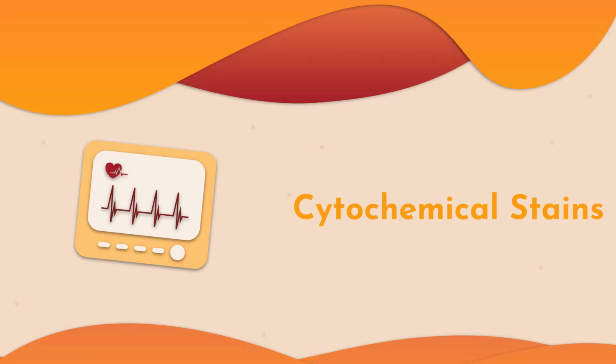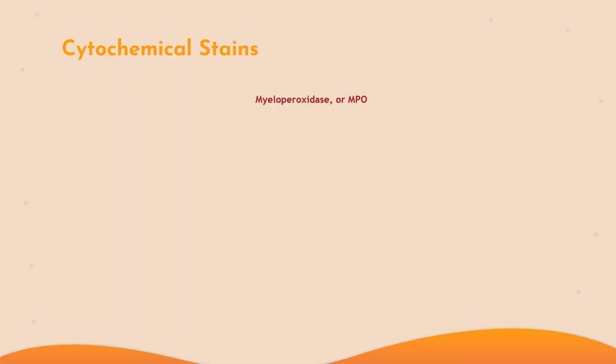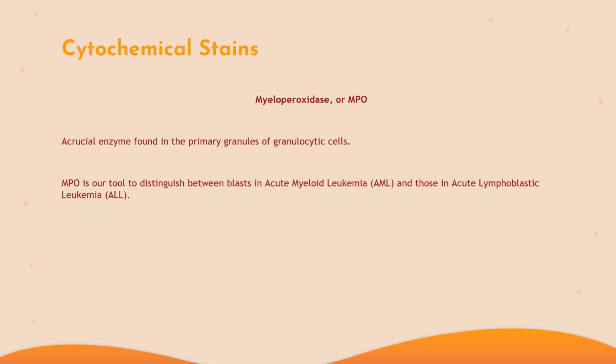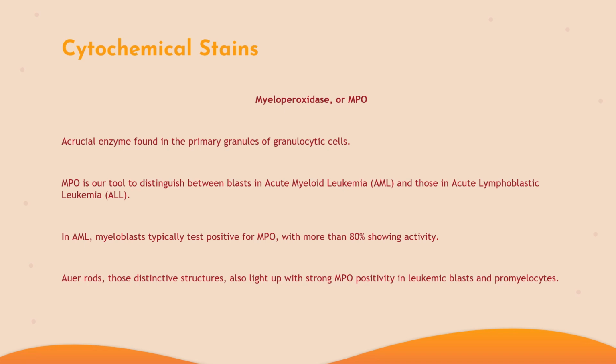We're diving deep into the fascinating realm of cytochemical stains and their interpretations in the context of leukemia diagnosis. First up, let's talk about myeloperoxidase, or MPO, a crucial enzyme found in the primary granules of granulocytic cells. MPO is our tool to distinguish between blasts in acute myeloid leukemia, AML, and those in acute lymphoblastic leukemia, ALL. In AML, myeloblasts typically test positive for MPO, with more than 80% showing activity. Auer rods, those distinctive structures, also light up with strong MPO positivity in leukemic blasts and promyelocytes. On the flip side, lymphoblasts in ALL are MPO negative.